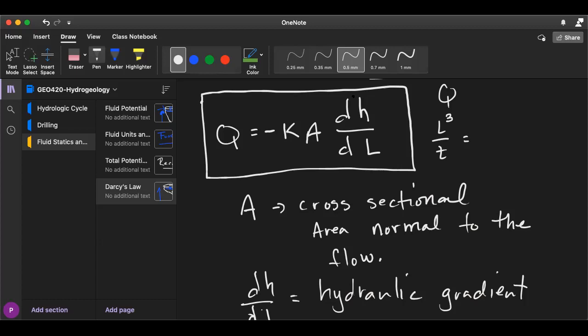What are the units of dH over dL? Right? It's a change in height, which would be the unit length, over a change in length, which would be the unit length. So it's length over length, which is unitless. I'll put length over length just so we know. It's a change in height over a change in length. It's length over length. That is unitless, right? Those two cancel. What is the unit of area?